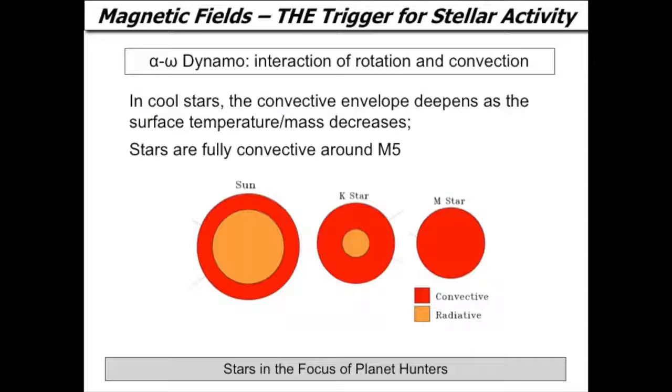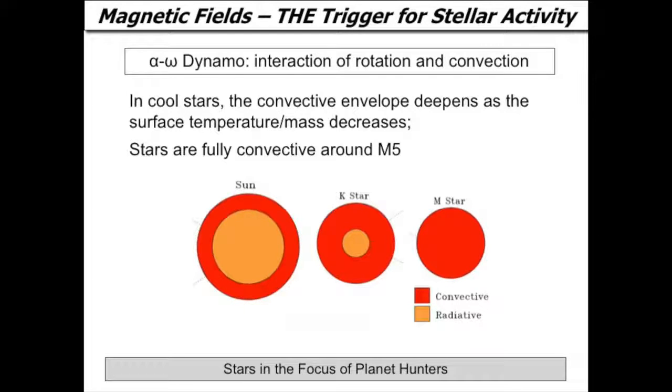This has a lot to do with the structure inside the star. For K stars, the convective envelopes are getting thicker and thicker until late-type M stars, which become fully convective from spectral type M5 on.